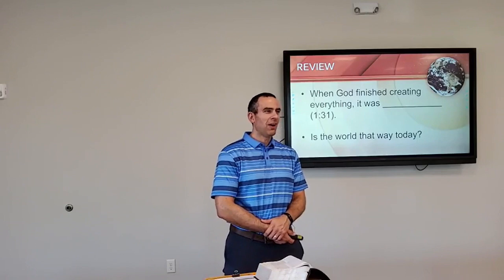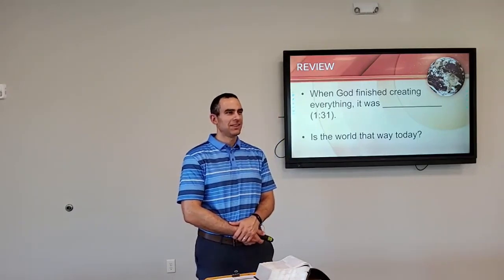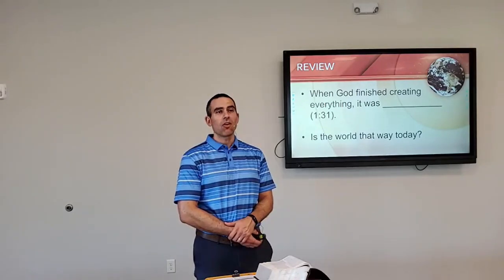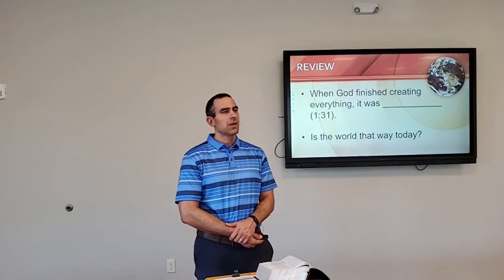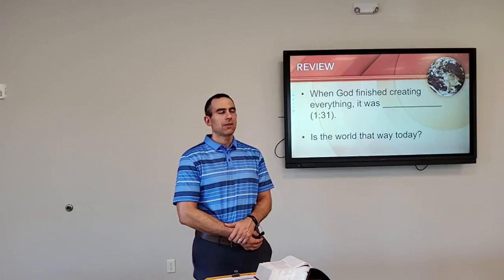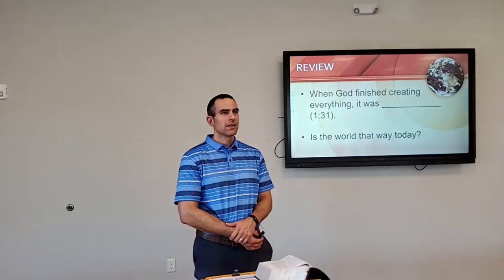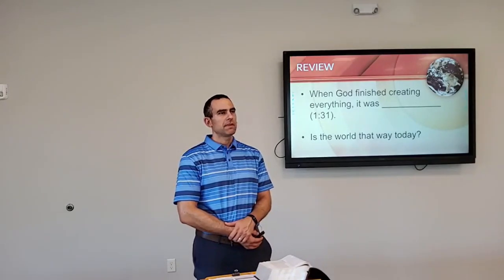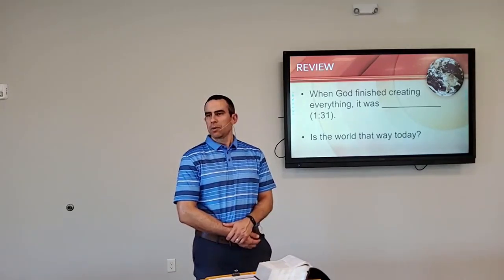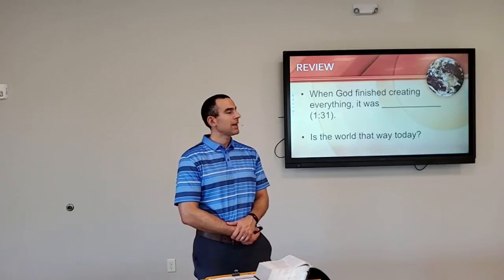But if we just look around, is everything very good? No. The answer is no. And that's what we're going to talk about tonight. How was it that when God made the world, it was perfect, and now we look around and it's not perfect? What happened? That's what we find in Genesis chapter 3. So open up to Genesis chapter 3 if you're not there already. In Genesis chapter 3, we have the story of the fall.